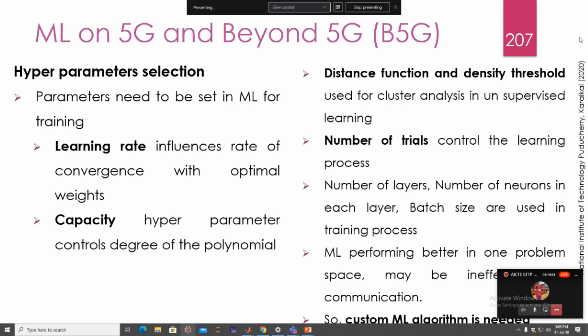Next is the batch size. Whenever your data is too large, we cannot process all the data at the same instant.